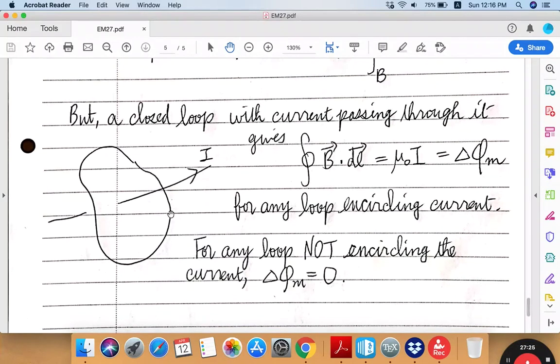And also, as long as the loop, no matter what the exact shape, fails to enclose the current, then the result of integration will be zero. And therefore, this difference of the magnetic potential is also zero, which makes the magnetic potential single valued.